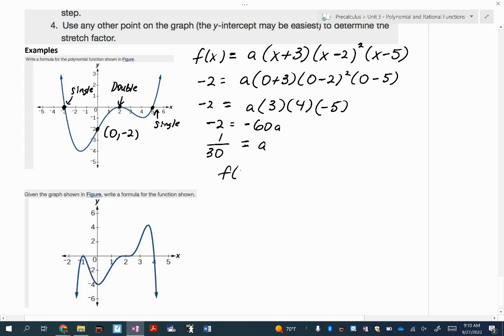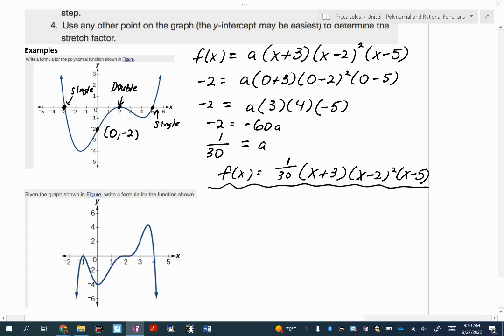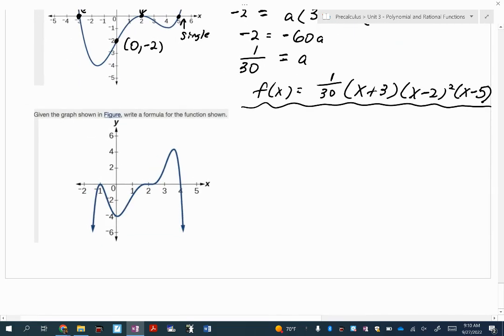So my answer here is going to be 1 over 30 times x plus 3 times x minus 2 squared times x minus 5. All right, let's do that same process for this next one. Find those roots. So negative 1, positive 2, positive 4. So let's write down, we have x minus 1, x plus 1, x minus 2, and then x minus 4.